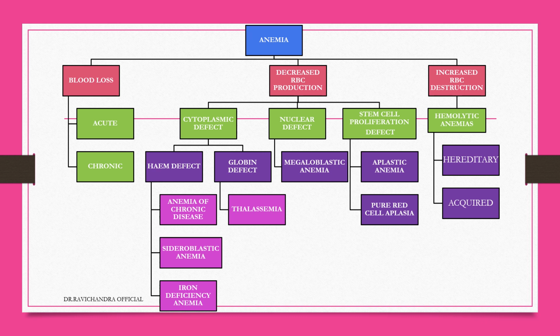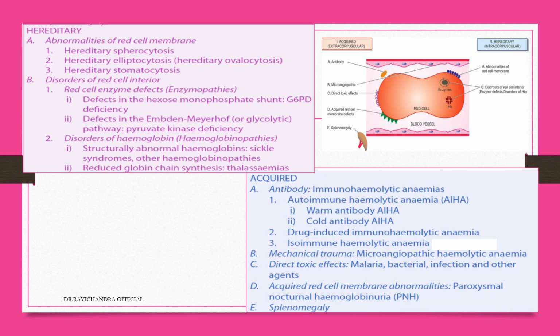Coming to the hemolytic anemias, they are because of the increased RBC destruction. These hemolytic anemias are further subclassified into hereditary and acquired. Hereditary hemolytic anemias may be because of the abnormalities of the red cell membrane or because of the disorders of the red cell interior. And acquired hemolytic anemias are because of antibody mediated causes, or mechanical trauma, or direct toxic effects, or acquired red cell membrane abnormalities, or splenomegaly.